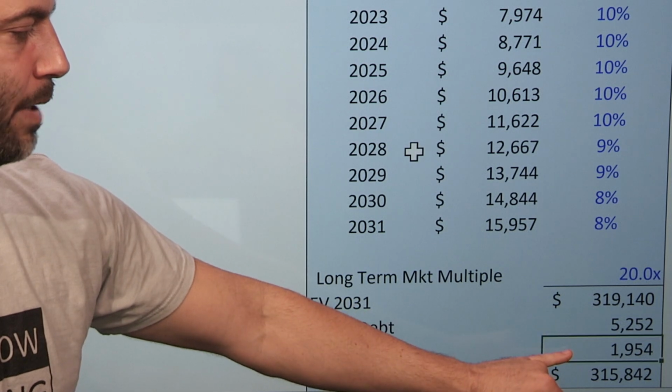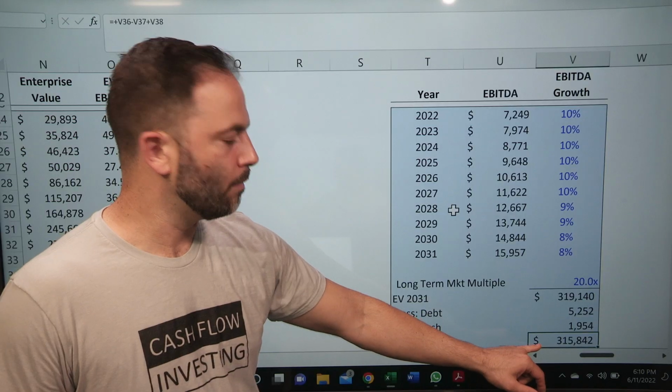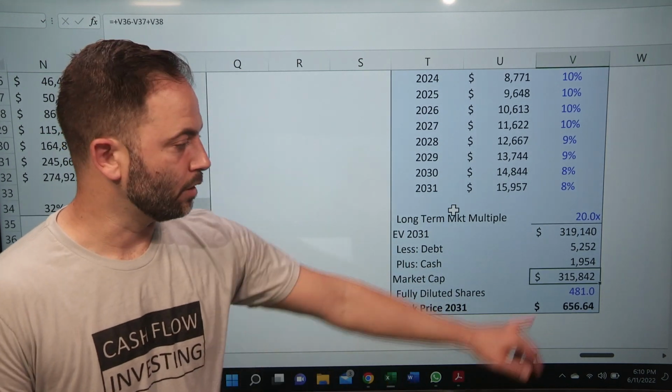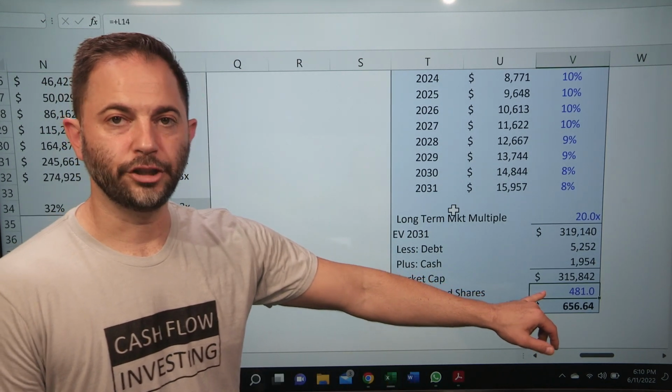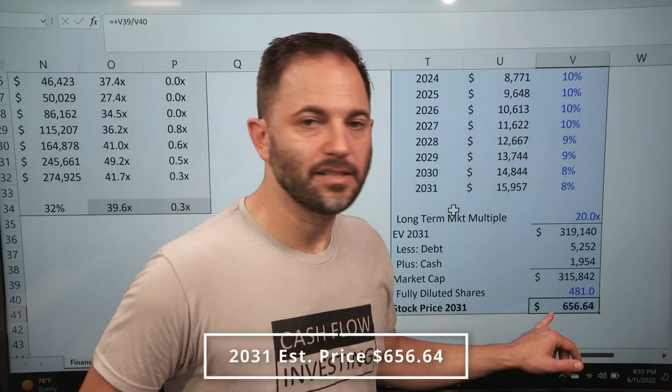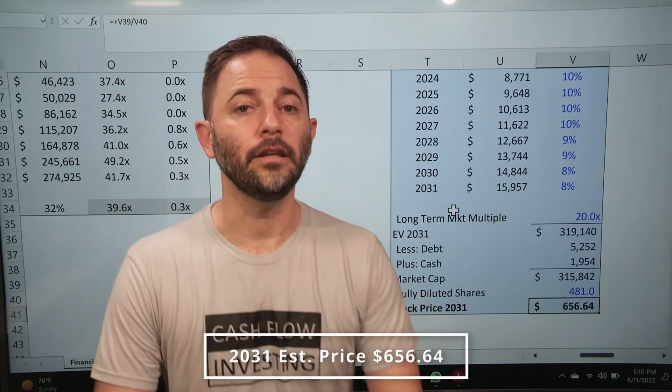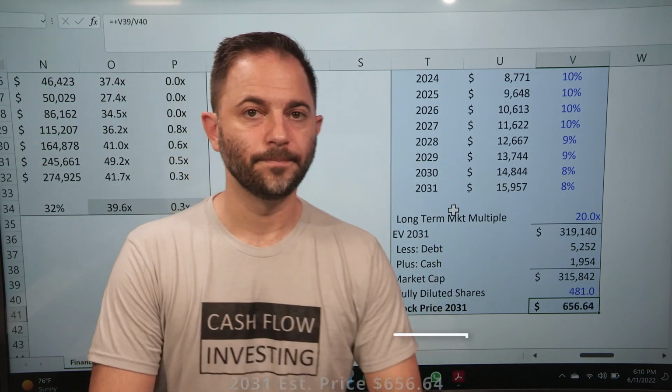I peel off a little bit of debt, excess cash I kind of left alone, and I get $315 billion of market cap out long term. 481 was the share print last year. That gives me a $656 price target for Adobe out 10 years, assuming all this pans out.